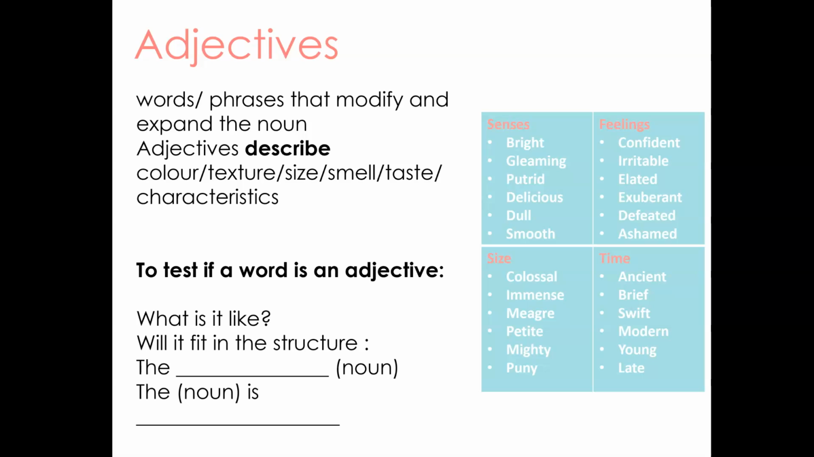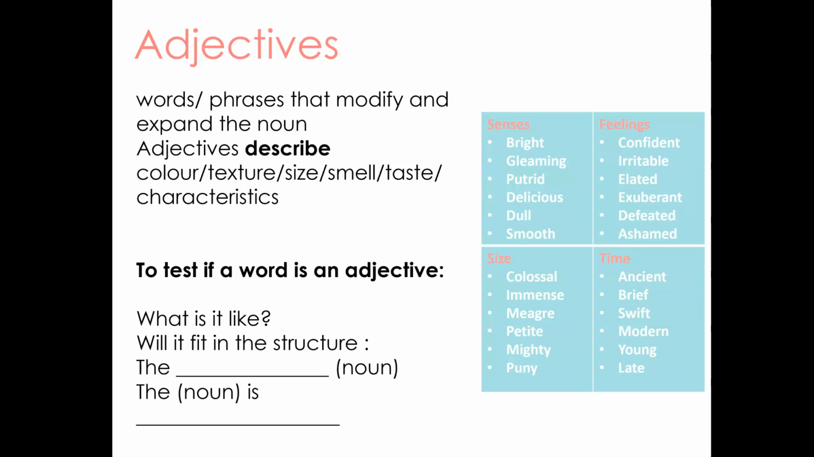I've created some categories here for using adjectives, and these can be useful not just in analysing language but also in constructing your own descriptions. So adjectives might refer to the senses. They do really help to create precise and more powerful imagery. They might appeal to our sense of sight, for example, or even smell or taste.